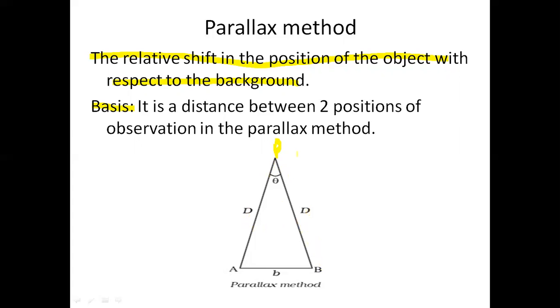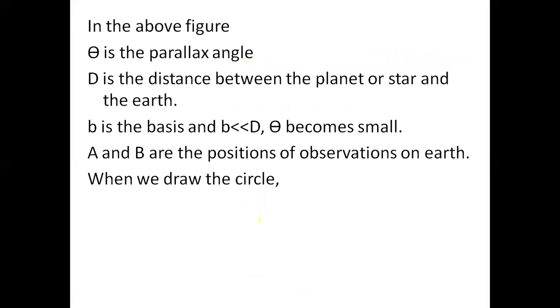Here capital D is the distance from the earth to the planet or earth to the star. Theta is the parallax angle. It is made because of the position A and the position B. A is position number 1 and B is position number 2. Because of those two, theta is made, that is the parallax angle. Capital D is the distance from earth to the planet or earth to the star. Go to the next slide.